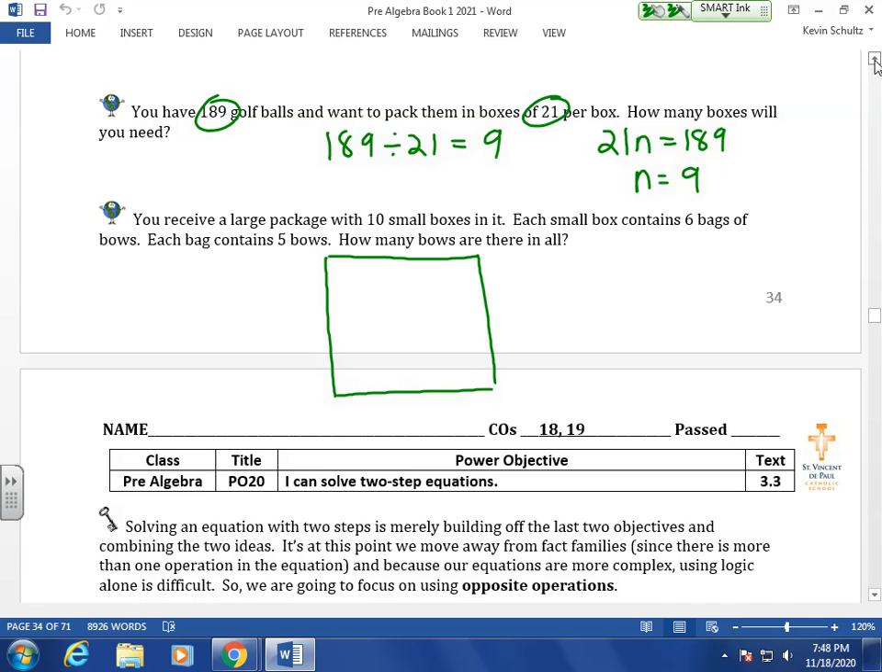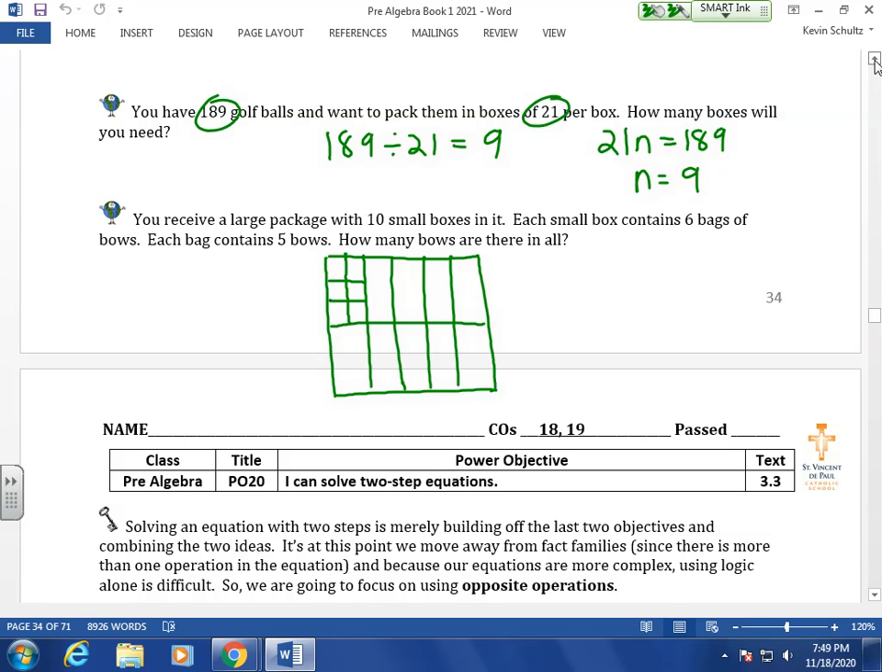You could use pictures. It says you got a large package with 10 small boxes in it. So I'm going to divide this into 10 sections here. Okay, so each of those rectangles is one of those 10 small boxes. Each small box contains 6 bags of bows. So I'm just going to take one of these. I'm not going to divide all into 6. That takes too much time. I'm going to take one of them and divide it into 6.